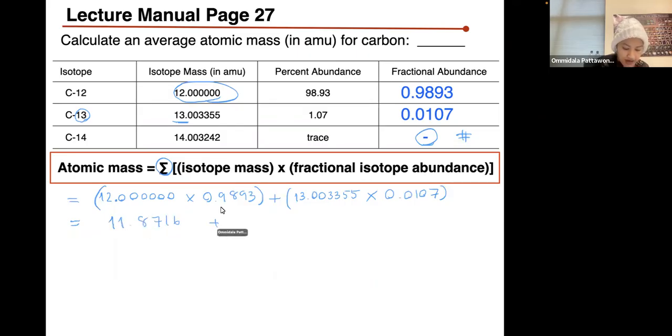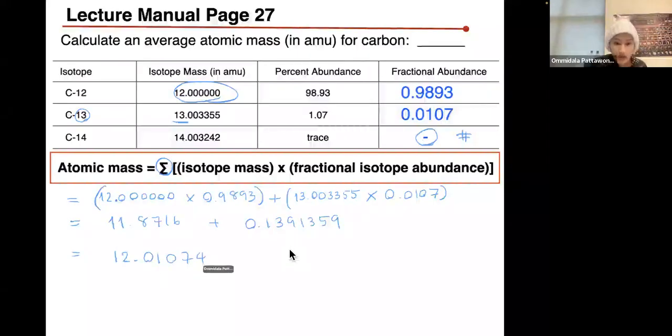11.8716. I'm going to add this to the product of this operation. So that is going to be 0.1391359. Then you are going to add them together. If you add them together, that is going to give us 12.01074. What is the unit of this?